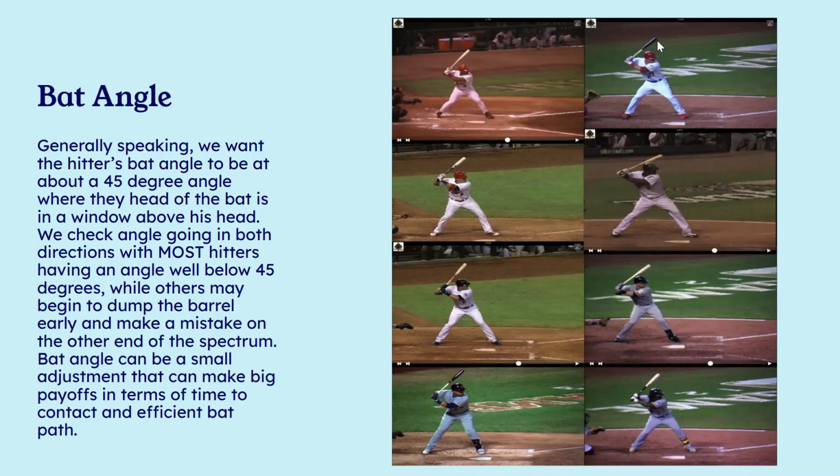Guys like Mike Trout, who has a little bit more of a vertical bat path, is going to have a little bit more of an angle here. Okay, we see this hitter is a little bit taller. He probably has a little bit more of an east to west bat path there.